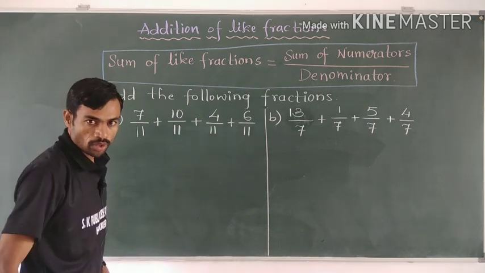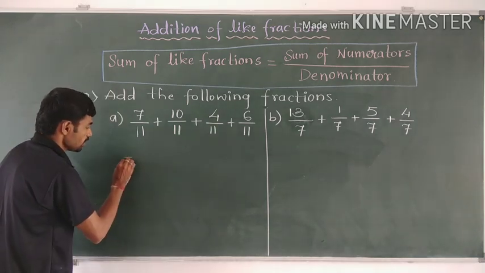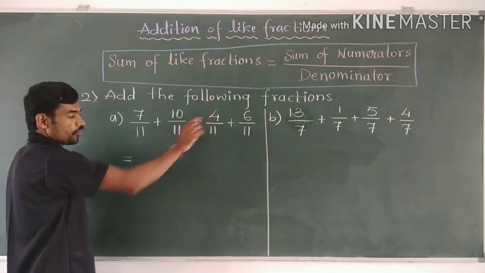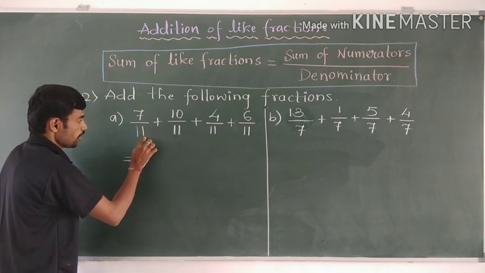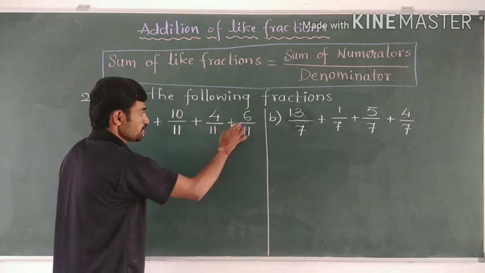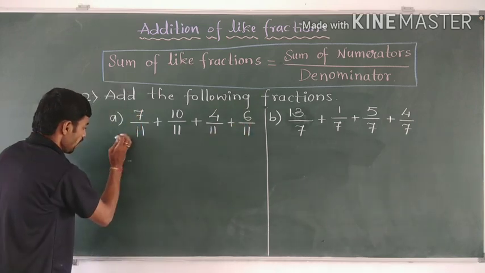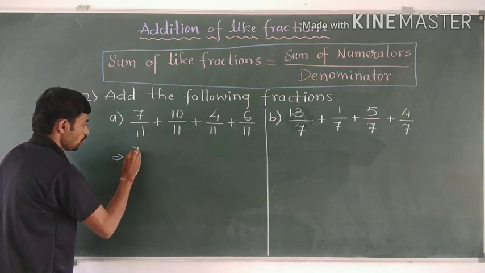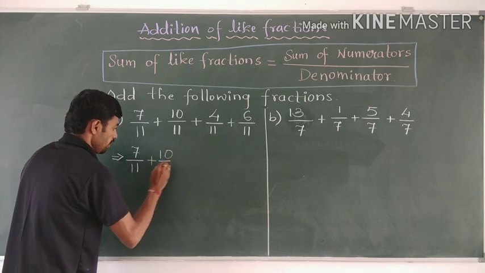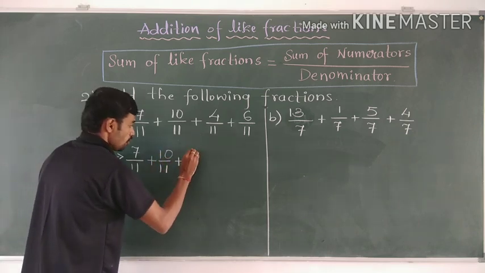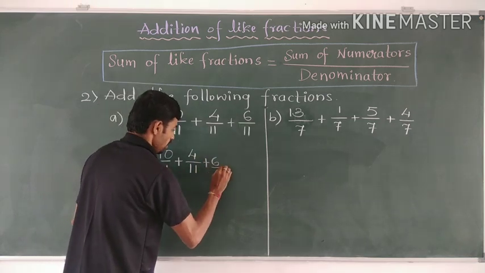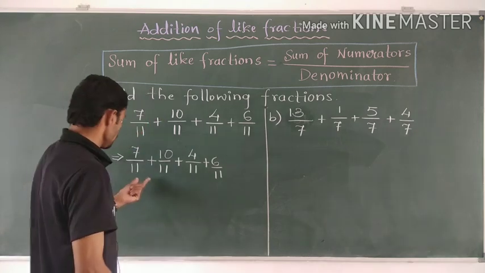So first, we have to find the sum of all like fractions, that is 7 by 11 plus 10 by 11 plus 4 by 11 plus 6 by 11. So first write all the fractions: 7 by 11 plus 10 by 11 plus 4 by 11 plus 6 by 11. Okay. So here, the sum.